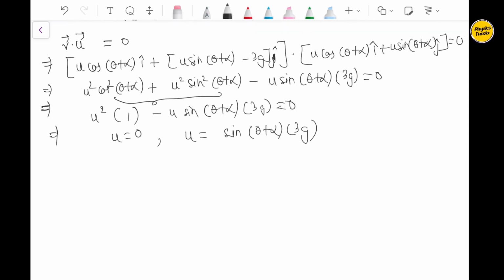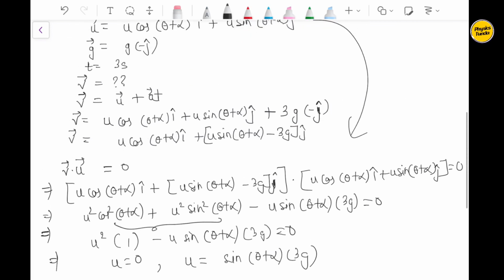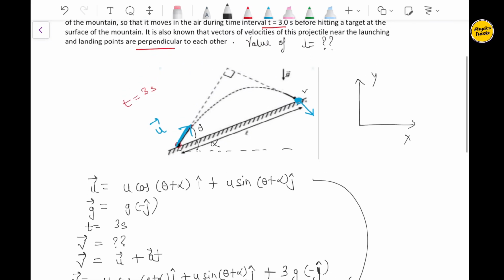One relation I have now. Now, I was required to find the value of L, right? So I need a relation for L. I need to find a relation.